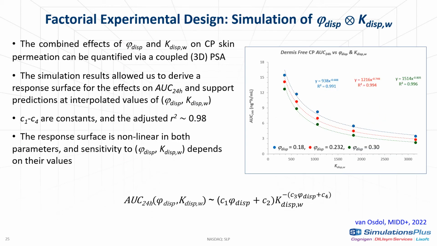Finally, we considered the combined effect of both of these formulation attributes via a coupled PSA. We simulated a virtual factorial experiment design, and we were able to derive a response surface for the effect of these parameters on the 24-hour AUC in the dermis and support predictions and interpolated values. And you can see how this kind of response surface could then be used to inform future formulation developments.